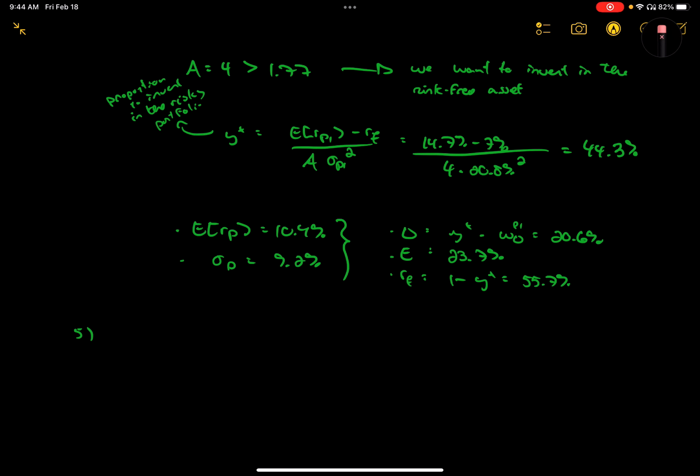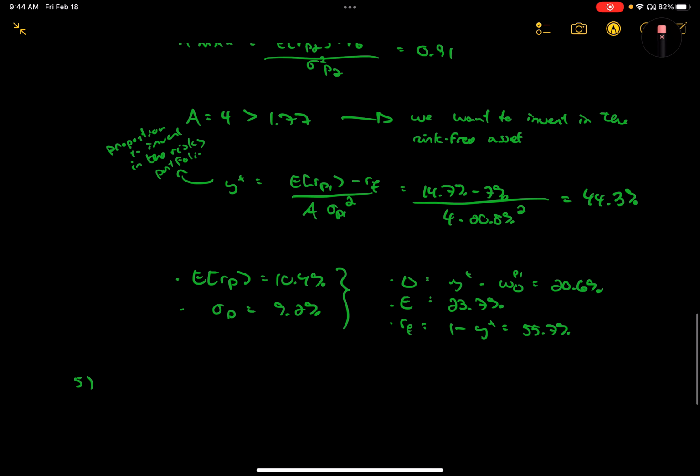So the investor doesn't want to borrow in the first place. That's what we just found. Actually, his risk aversion is too high to want to borrow. So he wants to, in fact, invest in the risk-free asset. So this has no impact on his optimal portfolio or even his satisfaction.